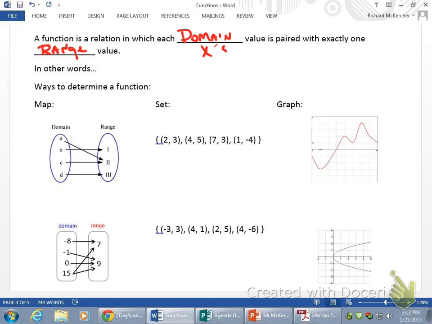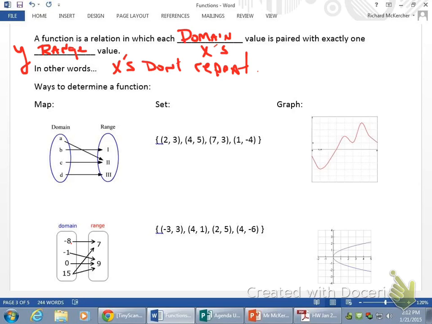Okay? In other words, what we're trying to say is the domain are always your x's, ranges your y's, so the x's never repeat. There's a couple ways to determine whether a relation is a function or not, and that's by using a map, or we're talking about sets, or we're talking about graphs. So we're going to look at maps first, and I've got two maps for you here that have domains and ranges.